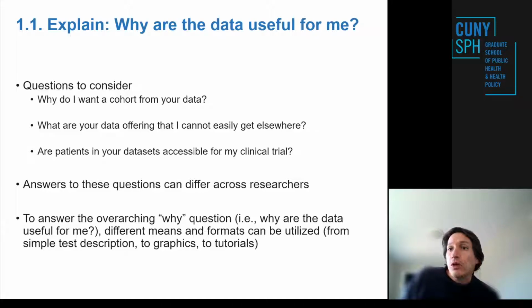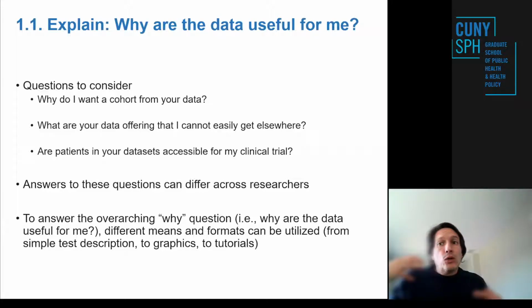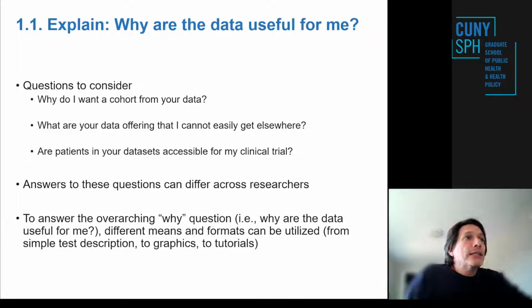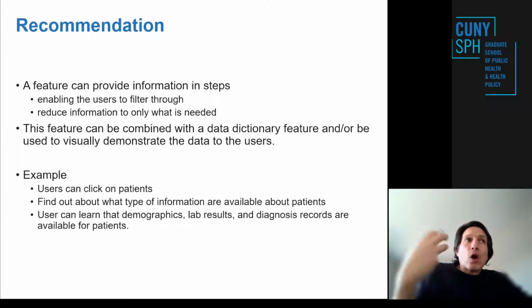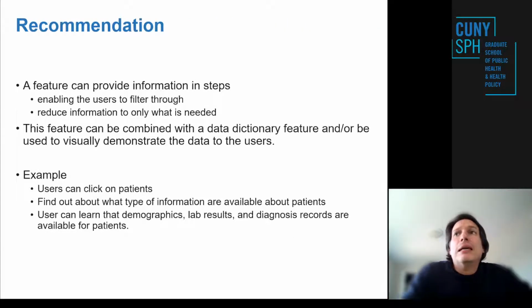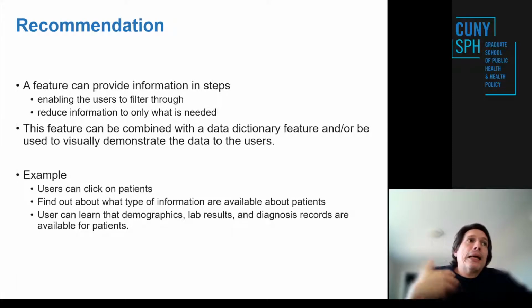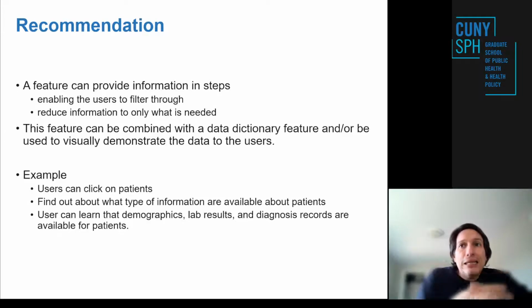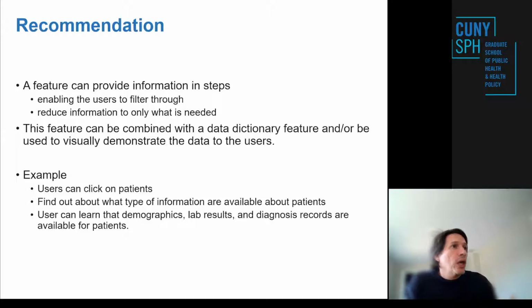answering these questions. It could be a simple text description. We can use graphics. We can use tutorials. There could be a lot of ways of representing this. Then the recommendation based on this is that they want to have a feature that can provide information in steps, which enables the users to filter through and reduce the information to only what is needed. And these features can be combined with data dictionaries or used to visually demonstrate the data to the users.